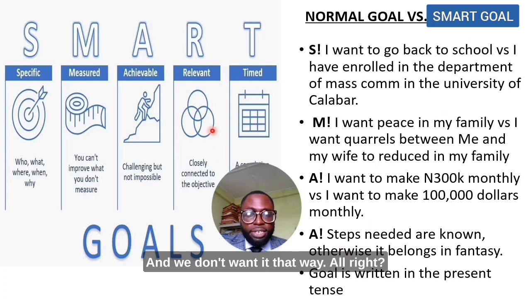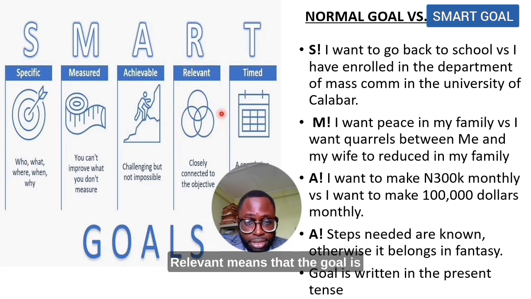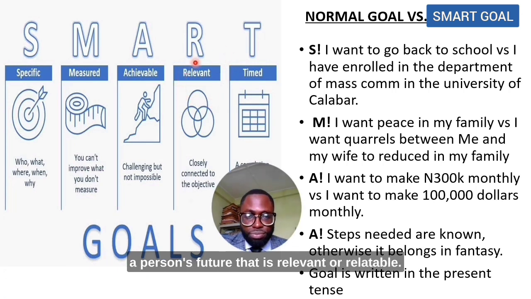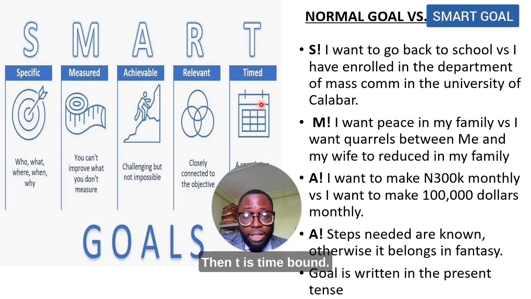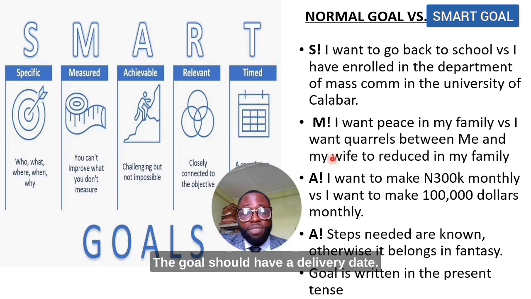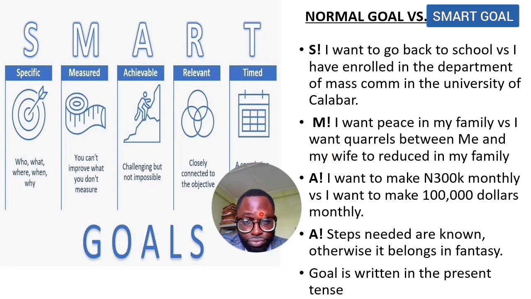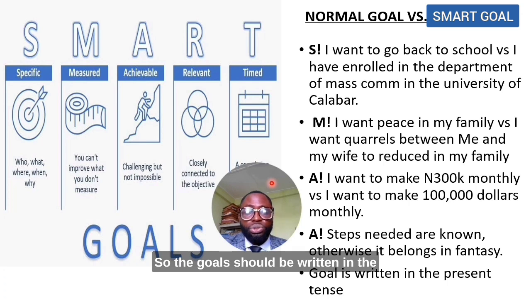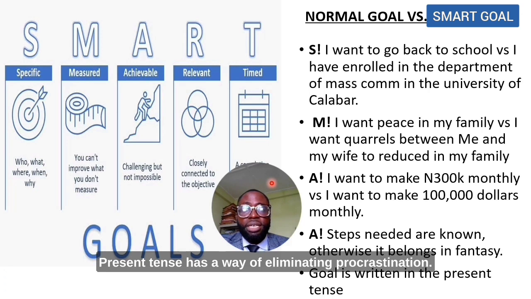All right, so R is relevant. Relevant means that the goal is important to a person's values, it's important to a person's ambition, it's important to a person's future, that is relevant or relatable. Then T is time bound. The goal should have a delivery date. Without a delivery date, there will be no motivation. So the goals should be written in the present tense and not the future tense. Present tense has a way of eliminating procrastination.